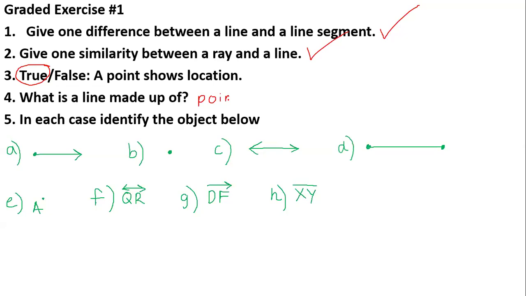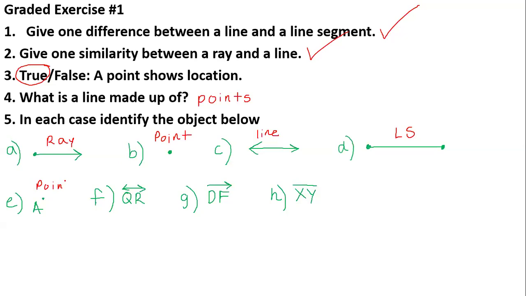Okay, now time for juicy number 5. Let me see how y'all answer this one. 5A, what is it? Ray. Very good. 5B, what is that? A point. 5C, what is that? A line. 5D is what? A line segment. And then E is what? E is a point.